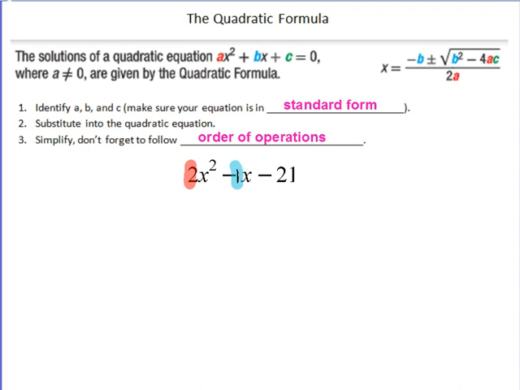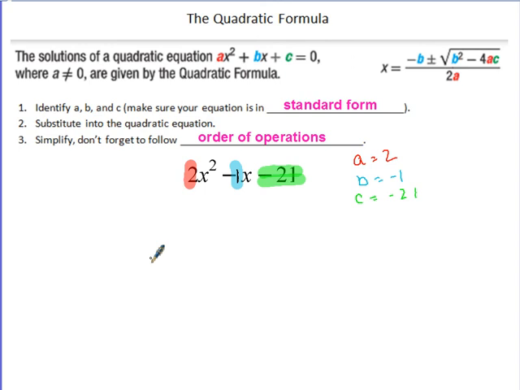Alright, and then c is going to be what is in front, or the constant at the end, and you have to take the sign into account. Okay, so in this case, a is going to be equal to 2. Alright, b is going to be equal to -1, and then c is going to be equal to -21. So I'm going to plug that in to my quadratic formula.